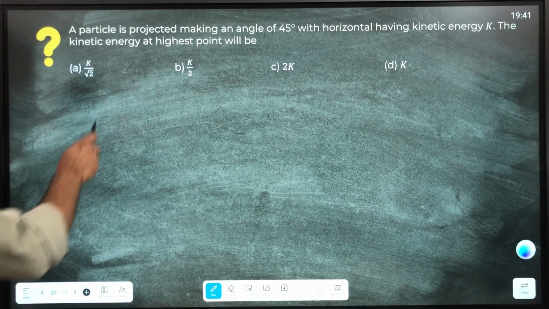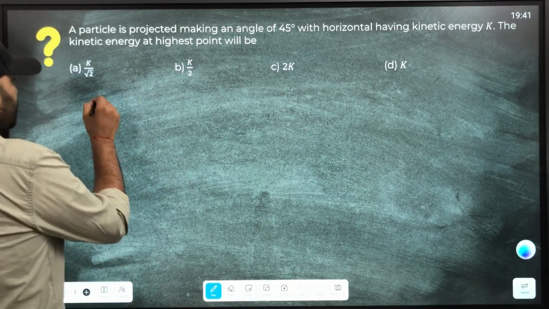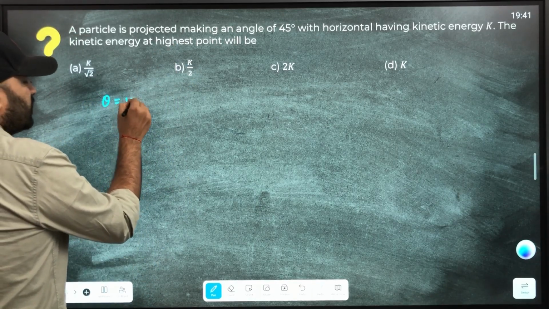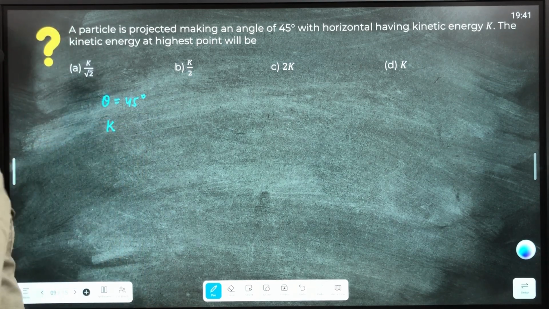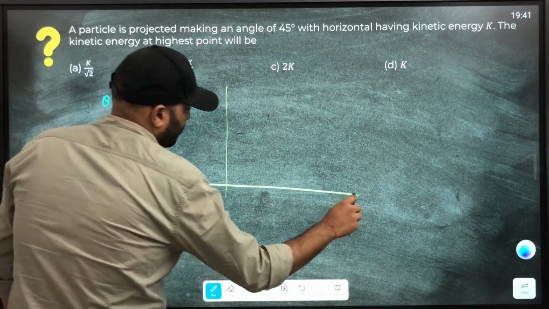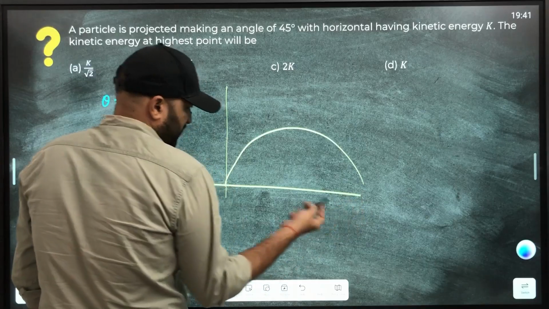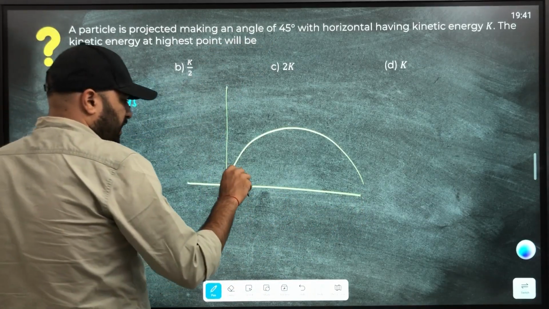Our next problem says a particle is projected making an angle of 45 degree with the horizontal. So theta here is 45 degree with the horizontal, having kinetic energy K. The kinetic energy at the highest point will be how much? For that we have to first find if it is a projectile. Obviously it has to be a projectile because it has been projected at 45 degree, right? So here it is 45 degree.